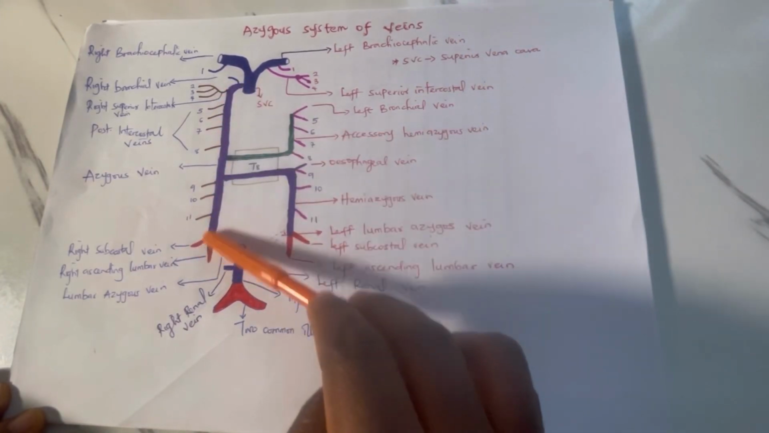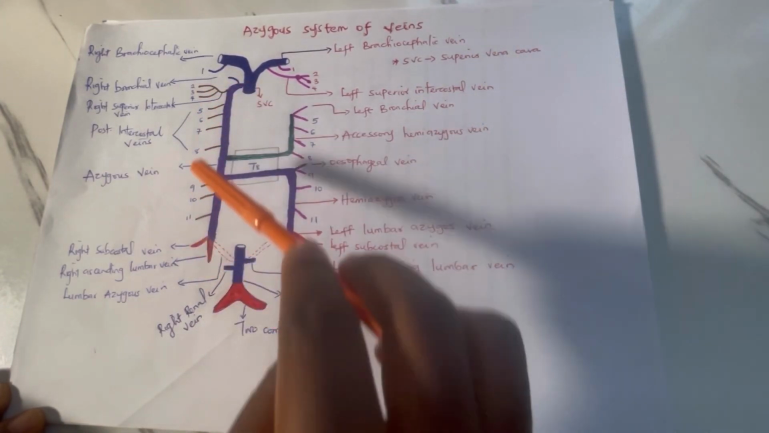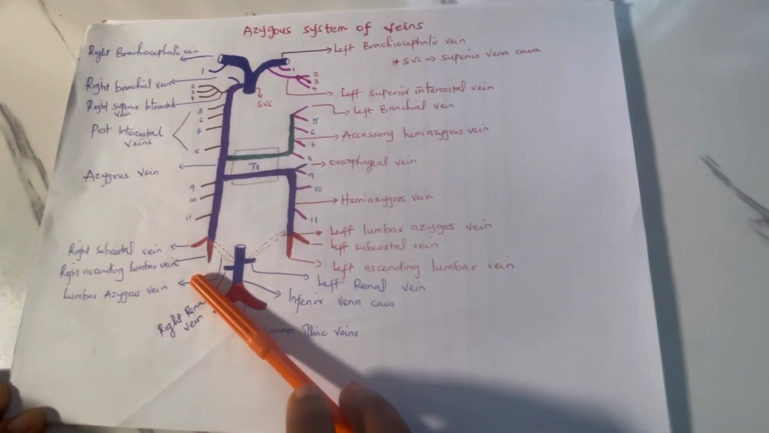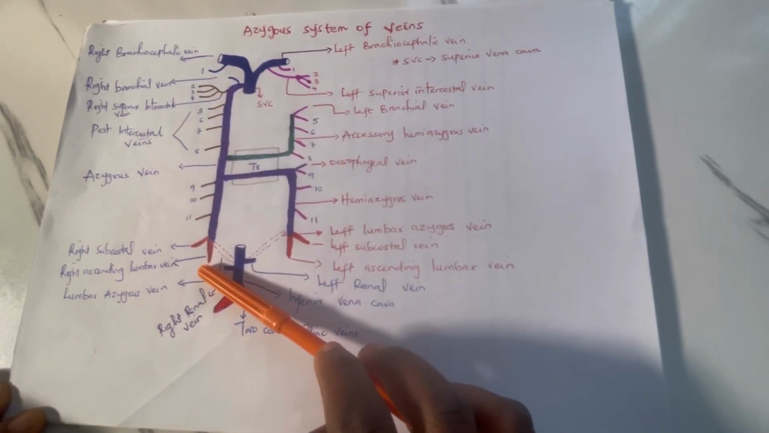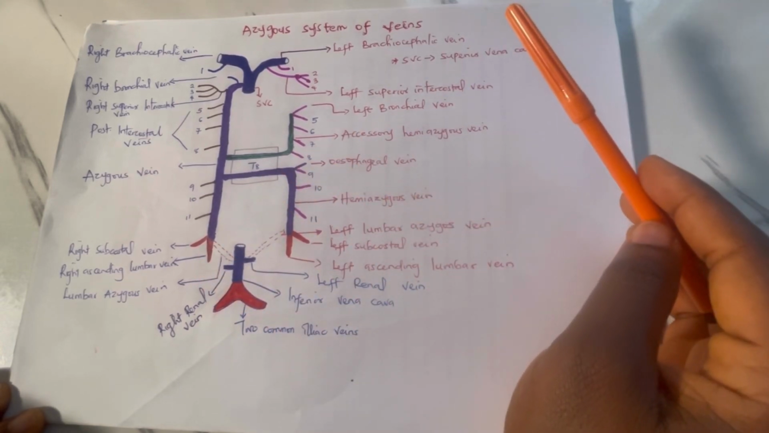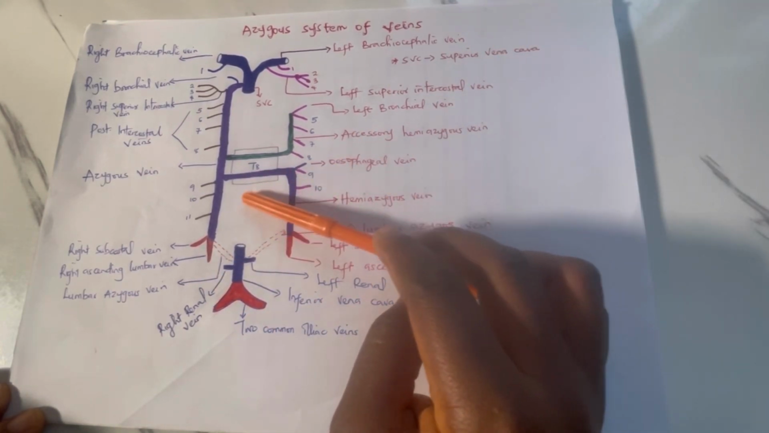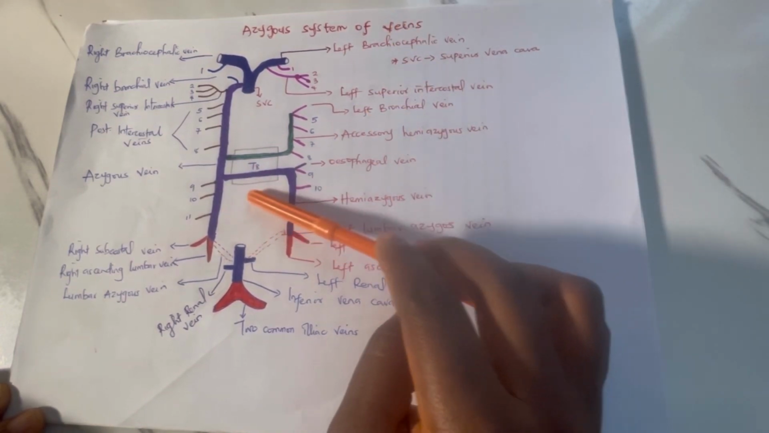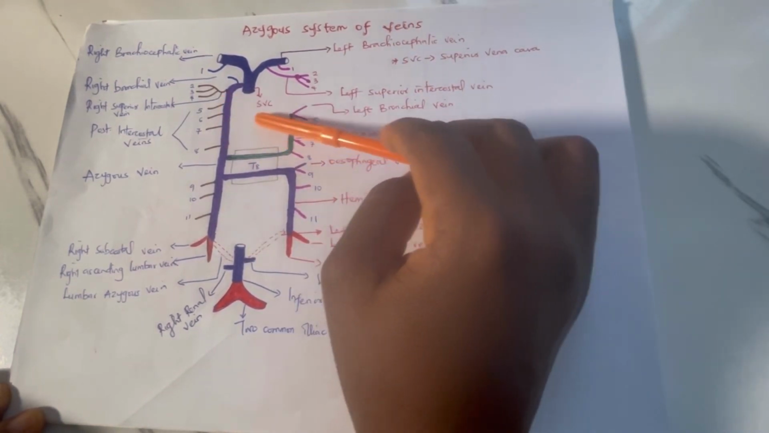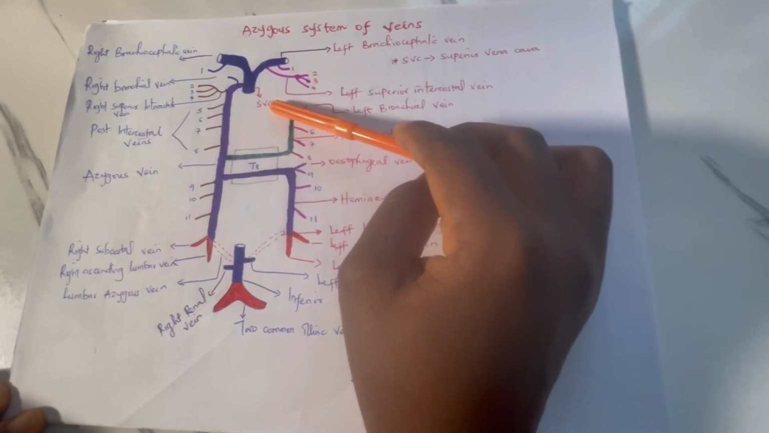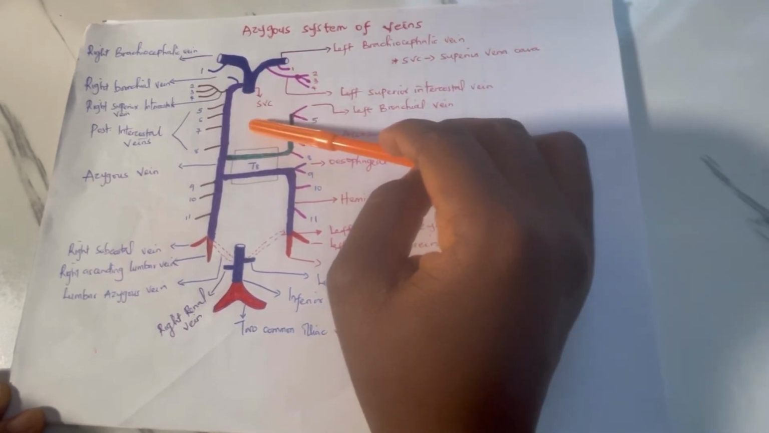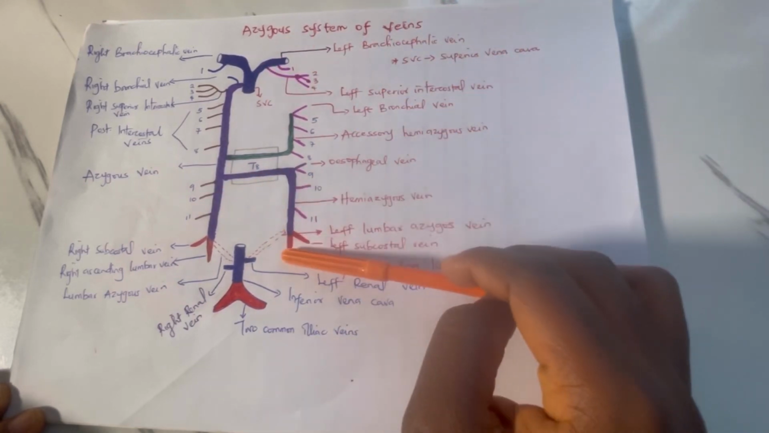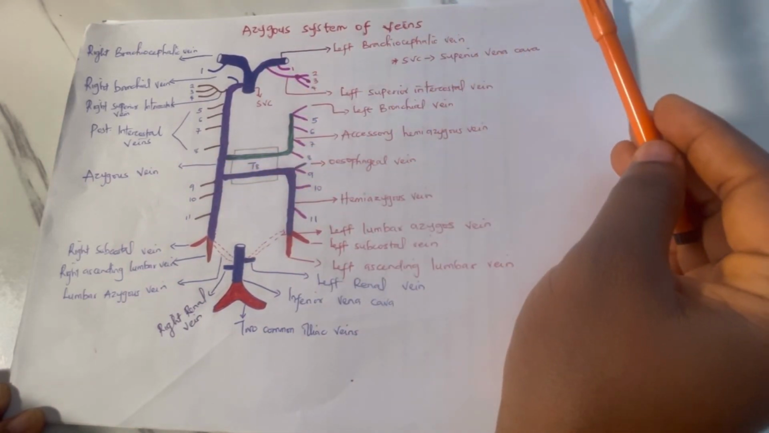So the azygos vein is paravertebral in position, which simply means that it runs along the side of the vertebral column. The azygos vein drains the posterior thoracic wall and the upper part of the posterior abdominal wall, and it is located in the posterior mediastinum. Okay, now if you've watched my video on the mediastinum, you know that the posterior mediastinum has as its contents the azygos vein, the hemiazygos vein, and the accessory hemiazygos vein.